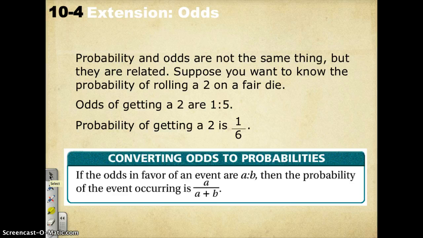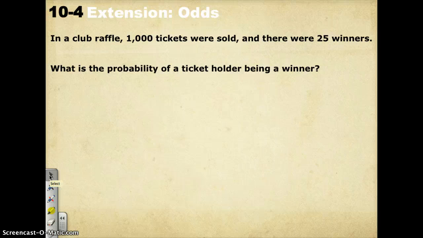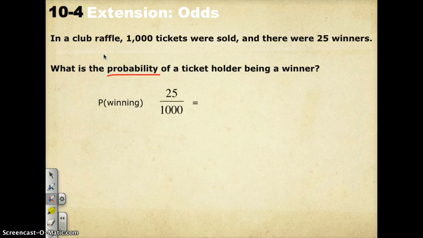So to calculate our probability, if we're looking at odds in favor of an event, we would put the odds in favor over the odds in favor and against added together. So in a club raffle, 1,000 tickets were sold and there were 25 winners. What is the probability of a ticket holder being a winner? So now we're looking at probability. There's 25 ways to win out of 1,000. That reduces to 1/40th. Our odds were 1 to 39. See how when you add these together, you get the 40? That shows how they're different.